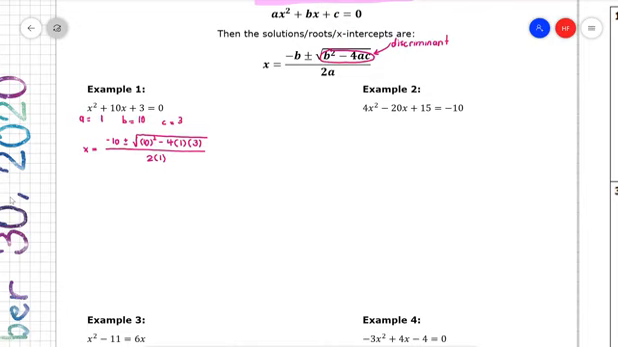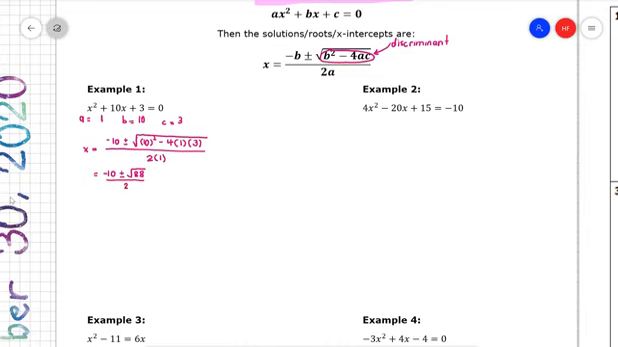And then we're just going to simplify as we go. So negative 10 plus or minus. We have 100 minus 12, which is 88, I believe. Yeah. We have 88 underneath the square root, and everything over 2.